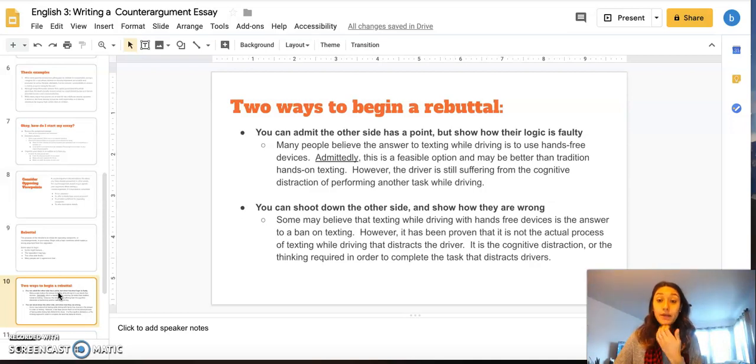Another way you can begin a rebuttal is just to automatically shoot the opposition down. So you can shoot them down and explain how they're wrong. Some believe that texting while driving with hands-free devices is the answer to ban texting. However, it has been proven that this is not the actual process of texting while driving that distracts the driver. It is the cognitive distraction, or the thinking required in order to complete the task, that distracts drivers. So here, the writer directly just explained why the counter-argument was invalid.